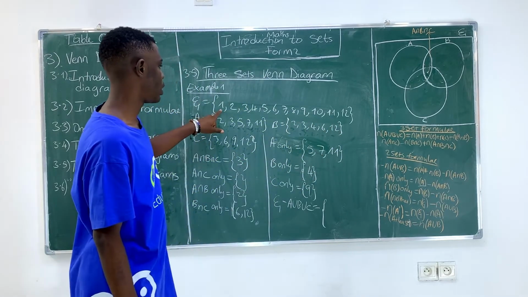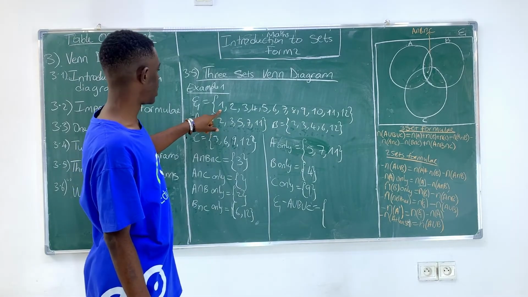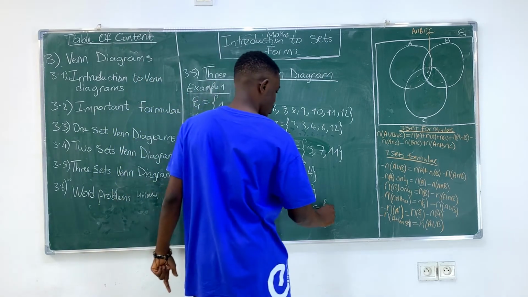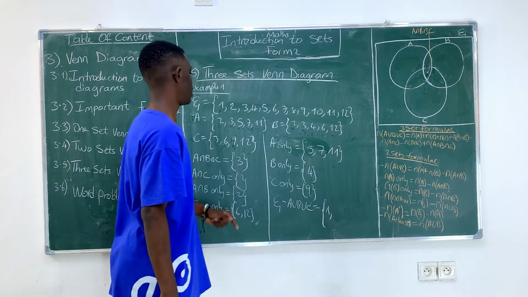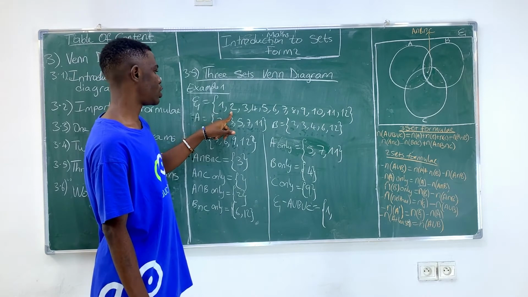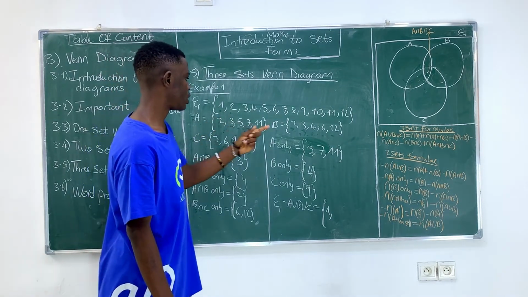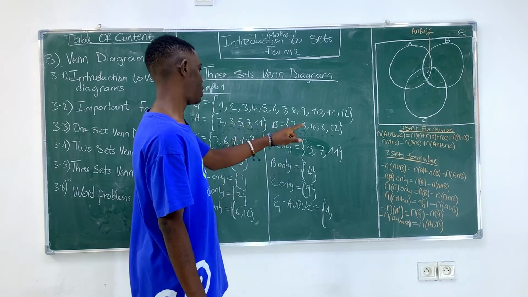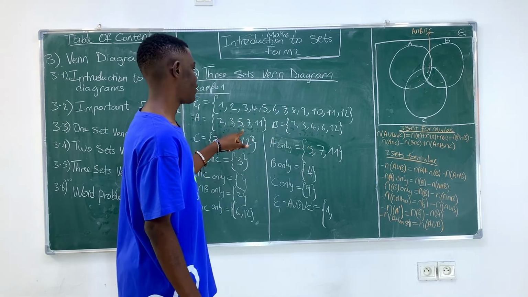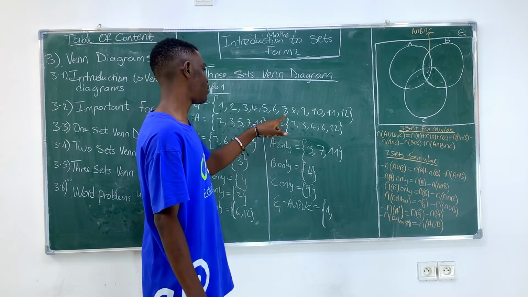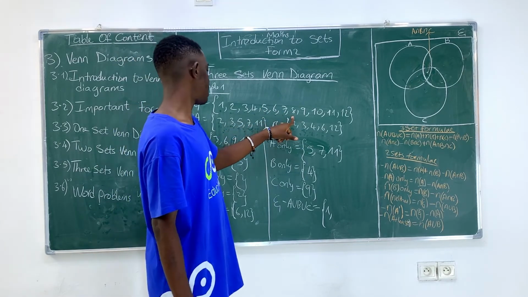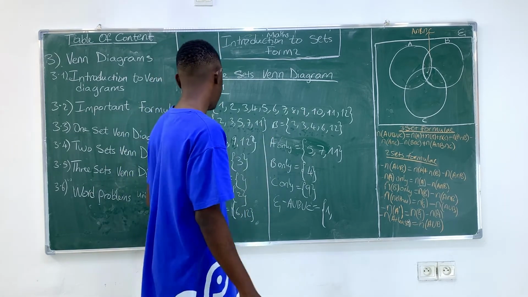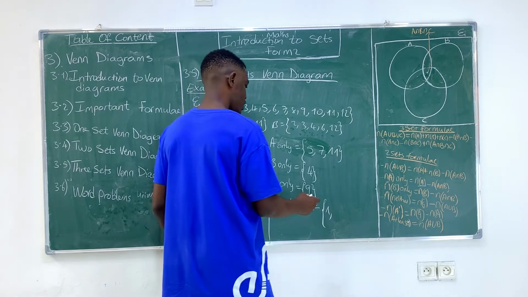So let's start with 1. Is 1 in any of these? No, there is no 1 in any of them, so you write the 1. Let's continue with 2. There's 2 here, so you don't write 2. Is 3 in any? There's 3 everywhere. Is 4 in any? There's 4 here. Is 5 in any? There's 5 here. Is 6 in any? Is 7 in any? There's 7. Is 8 in any? No. It's neither in A nor B nor C. It is not in any sets, so you can write it.